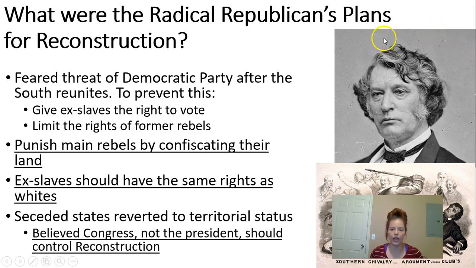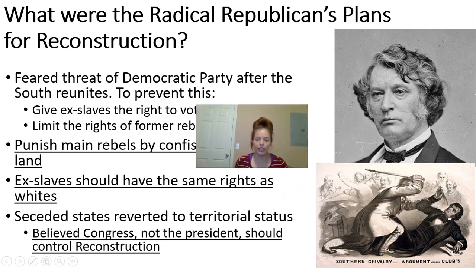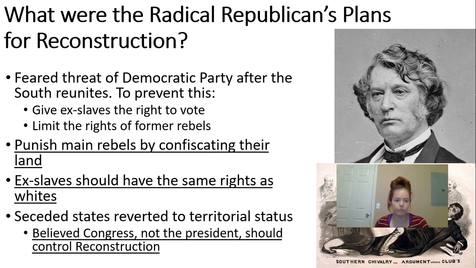So the next group we're going to look at in their plan for Reconstruction is the Radical Republicans. A big name that comes up is Charles Sumner, and he's the guy who was beaten by the cane when we were talking about Kansas-Nebraska. So he's going to be a big face for the Republicans here.